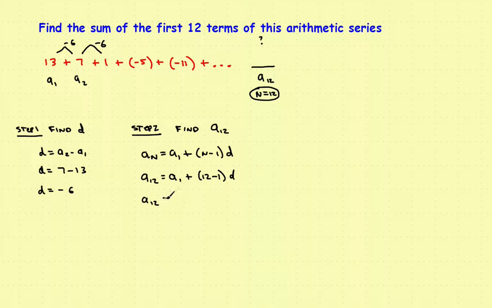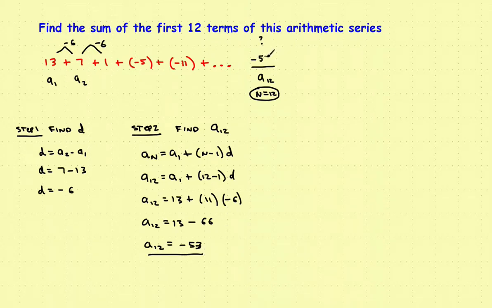So again, a sub 12 would be equal to the first term, which is 13, plus this would be 11, and you know the common difference is negative 6. So this would give you the 12th term would be equal to 13 minus, and this would be 66. And if you subtracted those two, then you come up with negative 53. So this is the 12th term. So I'd come up here and put negative 53 right here. So they're decreasing all the way.